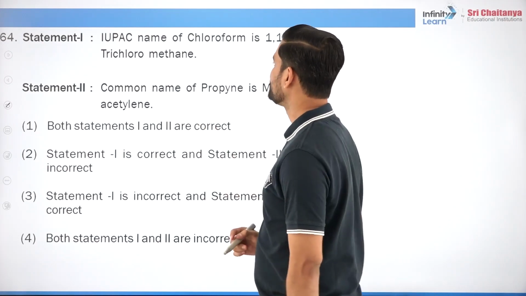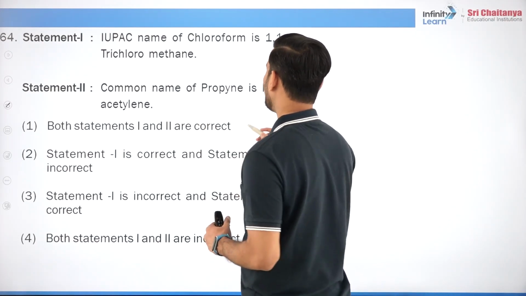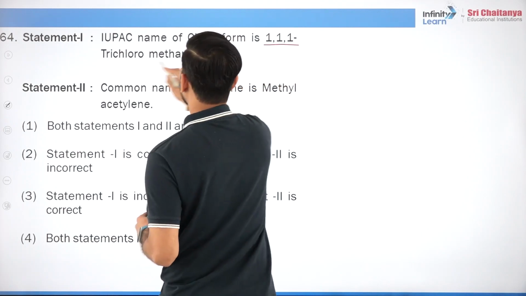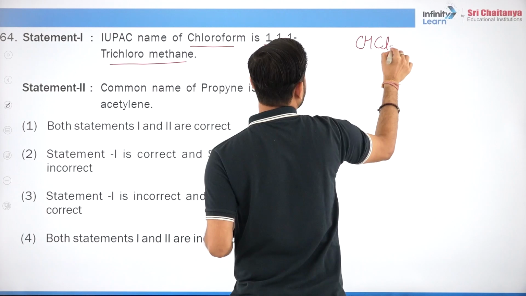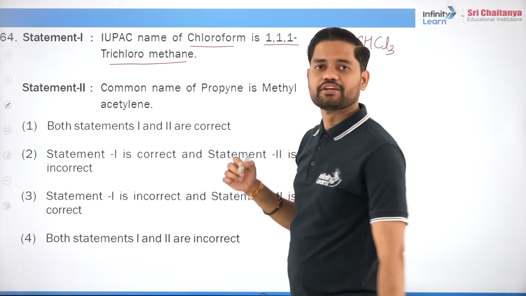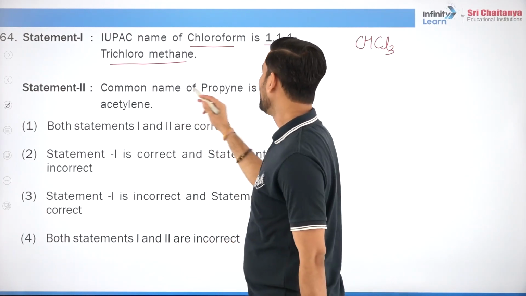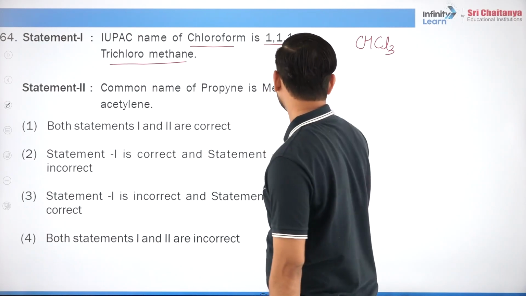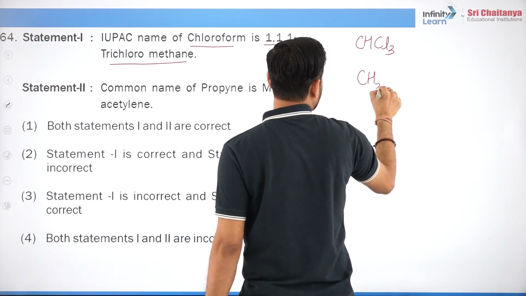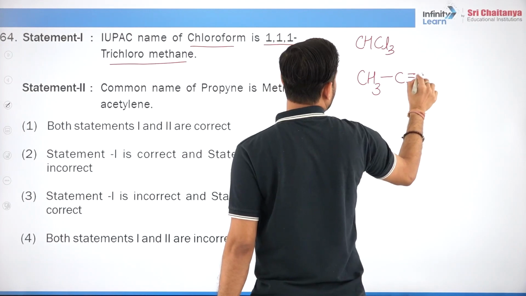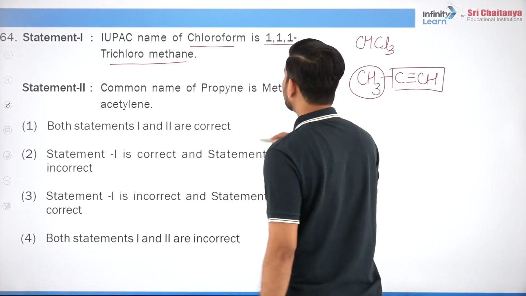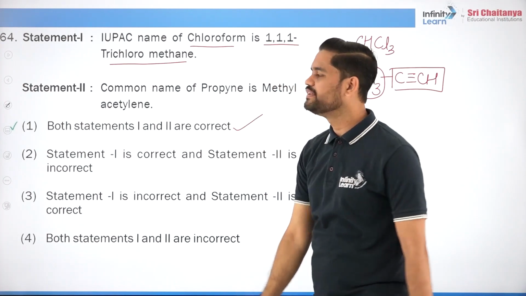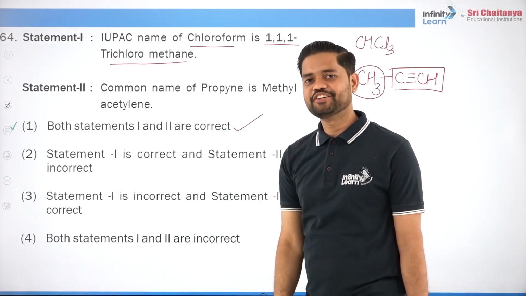Okay, talking about question number 64, statement 1 talks about chloroform being 1,1,1-trichloromethane, and that is the right statement. CHCl3, trichloromethane. Okay, the common name of propyne is methyl acetylene, and that is also right. CH3-C triple bond CH. This is acetylene and this is methyl, hence it is right. So both statements are right. Option 1 is the right answer for question number 64.